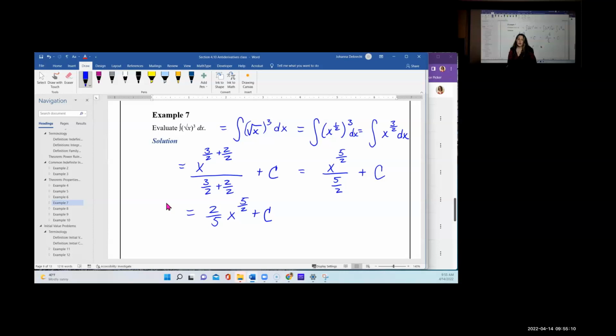If you want to reinterpret it in terms of radicals, this would be written as 2/5 the square root of x raised to the 5th power plus c. And I would take either one. In fact, I think in a lot of ways it's easier just to leave it in the power form. So you're welcome to leave it in the power form.